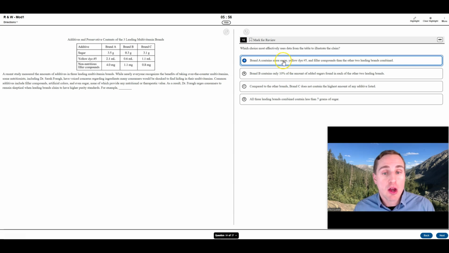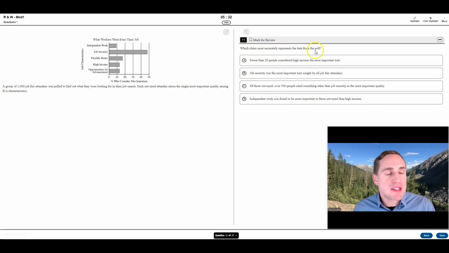Well, that would be brand A contains more sugar, yellow dye number 5, and filler compounds than the other 2 leading brands combined. Look at this. You add these two, you get a lot of sugar. Look at all that yellow dye and look at all these non-nutritious compounds. Okay, so that's why choice A is correct.